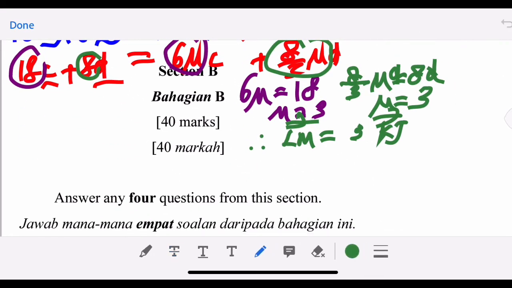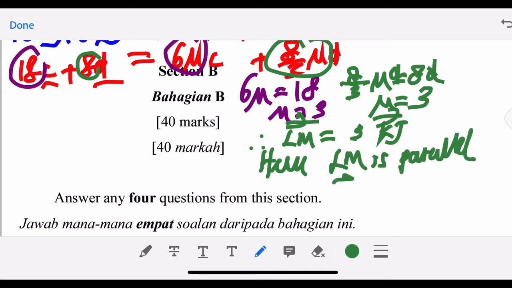It's okay if your constant is 1 over 3. You are right. It's nothing wrong. It's just that you are using maybe a different vector when you do. So hence you have to write a sentence. Vector LM is parallel to vector KJ. Okay, or you can just highlight like this. Alright, so that's how you show parallel vector.